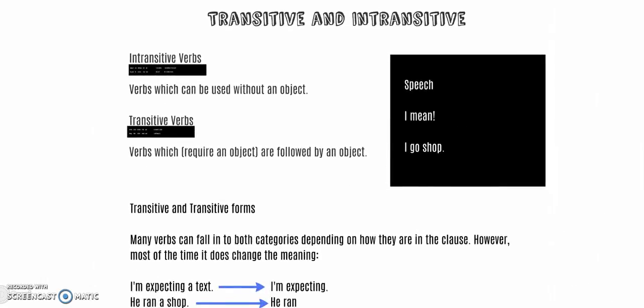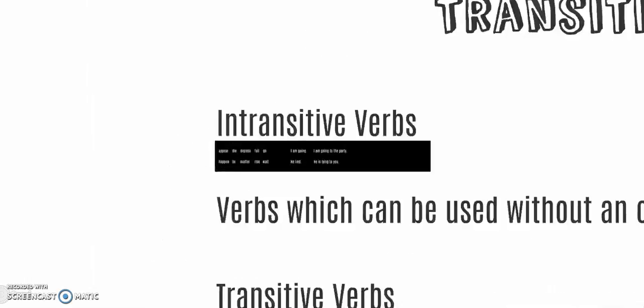Now verb phrases are separated in two different functions. So there is the transitive and intransitive. Now some verbs can be used in both the transitive and intransitive forms, whereas some are only transitive and some are only intransitive. So intransitive is verbs which can be used without an object. So let's just have a look at those before we move on.